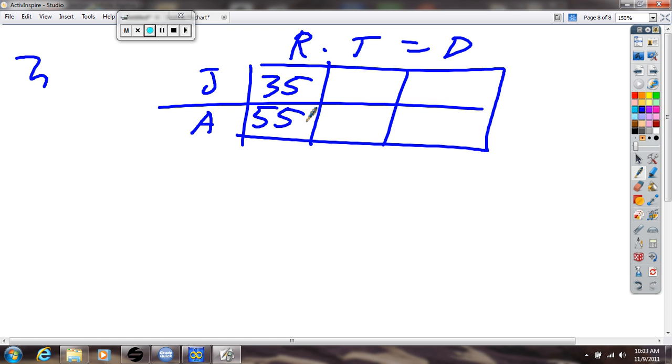I am leaving 2 hours after he does. Who went for the 2 hours? He did. I'm leaving after 2 hours. I'm starting 2 hours after he started. So he left first. He's the one that did the 2 hours. I did not. Right? So he's got 2. I've got nothing.